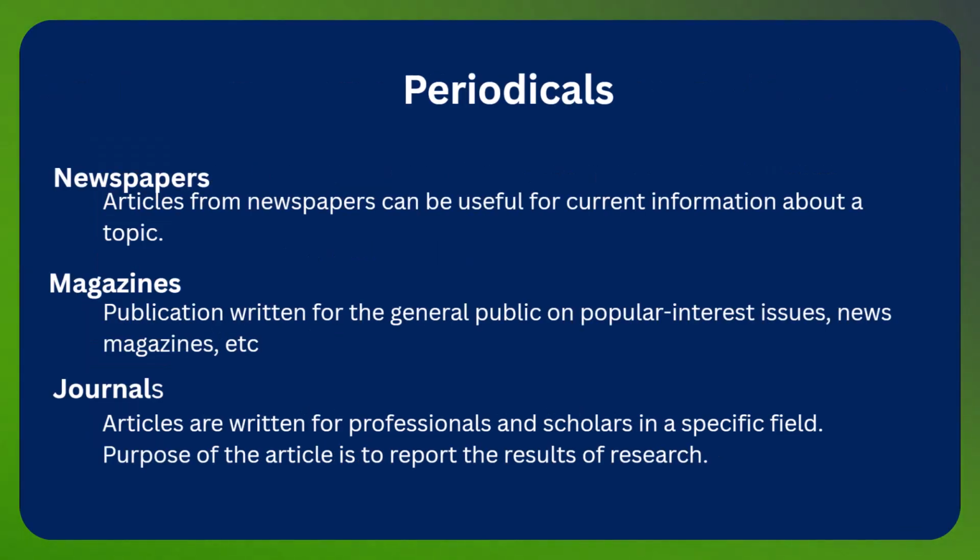Now let me introduce a second kind of resource. This second kind of resource is called the periodical. The three types of periodicals are newspapers, magazines, and journals. Periodicals are publications that are continually publishing issues, unlike a book which is published once and done. Newspapers and magazines can contain articles that can be useful for research, but the main periodical for research in academia is the scholarly peer-reviewed journal.